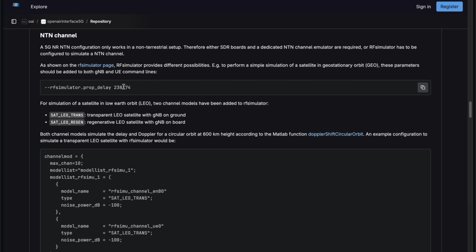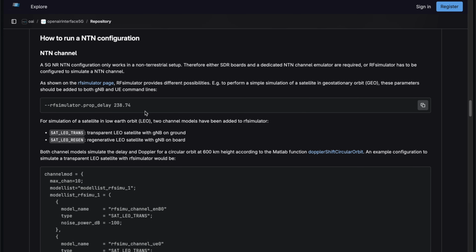So in case of GEO, the delay is pretty much high. For GEO, we need to add this as a command line parameter for both the gNodeB and the UE to add a propagation delay.